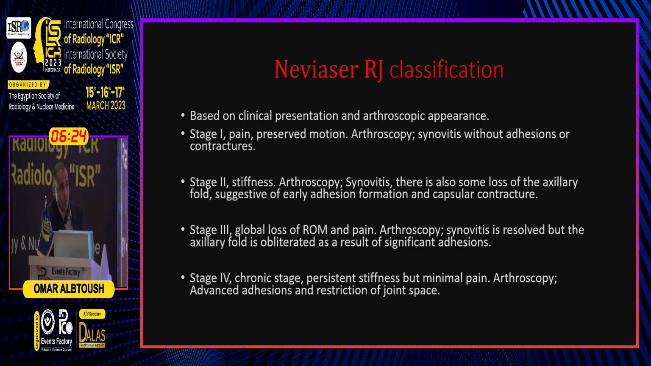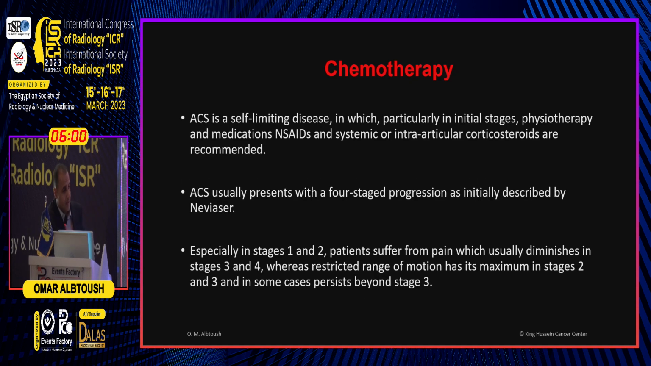Stage 3, it's a global loss of range of motion and pain. As you can see, pain here and pain. And here pain will be less. Arthroscopy will show obliteration, whole obliteration of the axillary recess due to the adhesions. And stage 4, there will be no pain, and arthroscopy will show advanced adhesions. So this is the reason that, especially in stage 1 and 2, patients suffer from pain, which usually diminishes in stage 3 and 4, and there will be more limitation of motion.